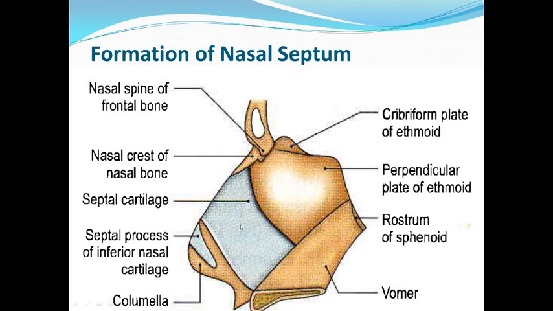Now, this nasal septum has four borders: the superior border, the inferior border, the anterior border, and the posterior border. So these are the four borders of the nasal septum, and it has two surfaces, the right one and the left one. The right surface forms the medial wall of the right nasal cavity, and the left surface forms the medial wall for the left nasal cavity.